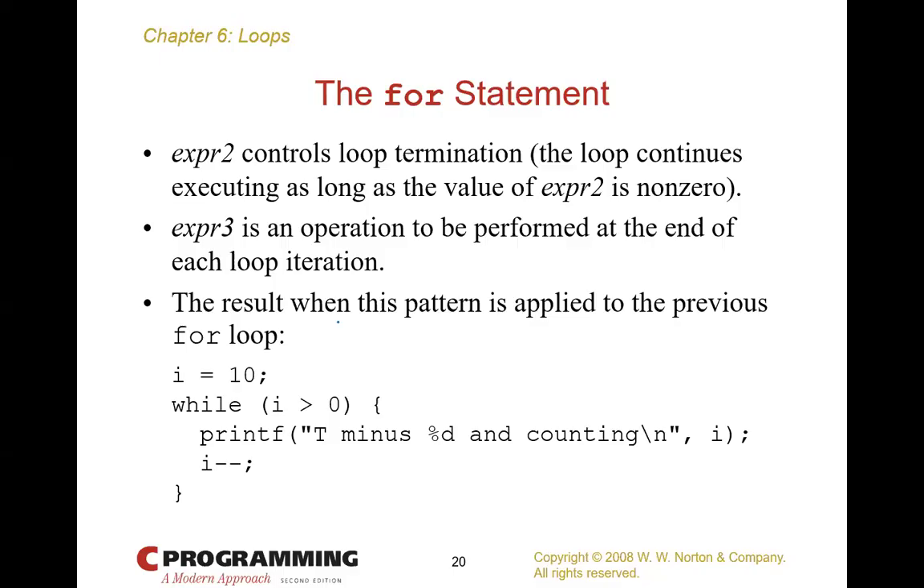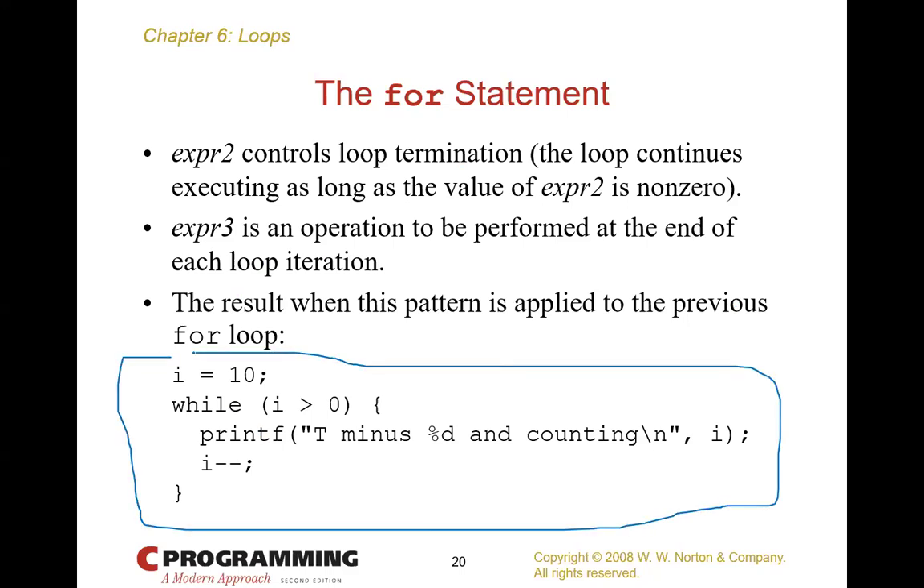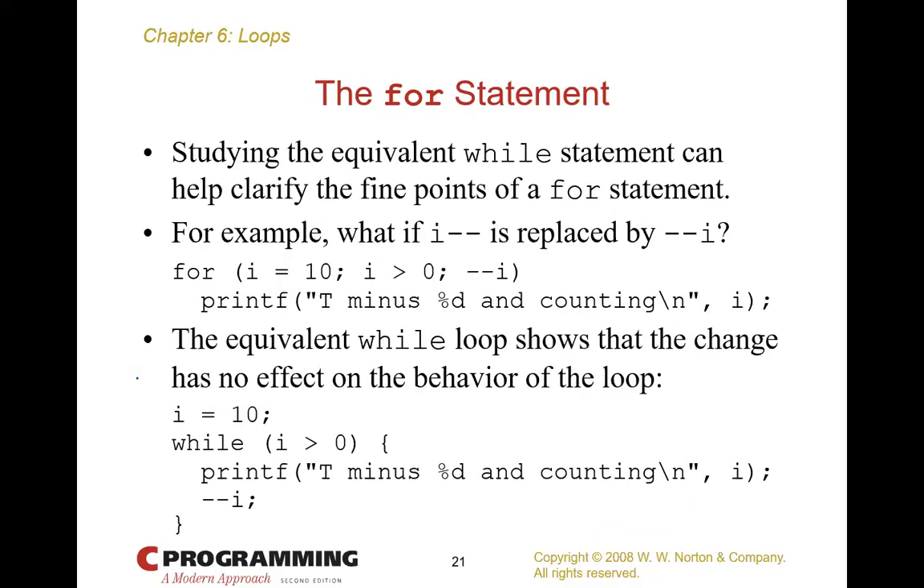The result when this pattern is applied to the previous for loop is this. We have exactly the for loop structured as a while loop. Studying the equivalent while statement can help clarify the fine points of a for statement. For example, what if i minus minus is replaced by minus minus i? So if we have minus minus i here, what would happen? It would have no effect.